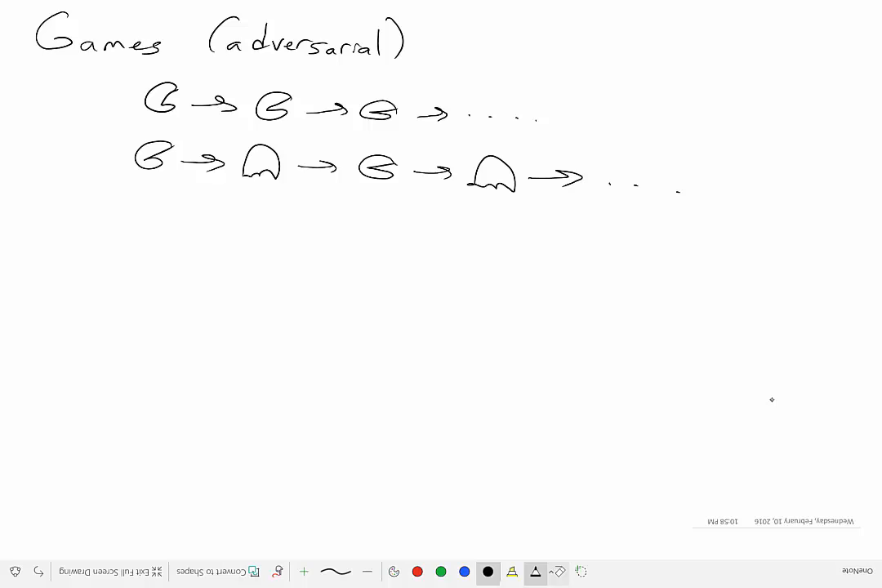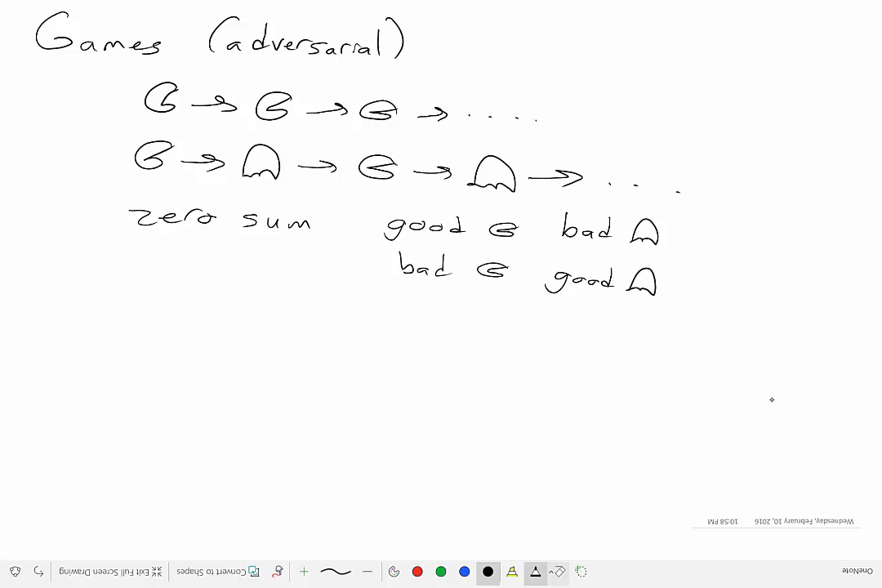So now what we're going to consider is zero-sum games. So what this means is that something good for Pac-Man is bad for the ghost, and something bad for Pac-Man is always good for the ghost. So they're basically playing tug of war. So now we're going to have these search trees, but they're going to be game trees. And each level is going to alternate between the players. So we're going to have, at the top layer, we'll consider Pac-Man.